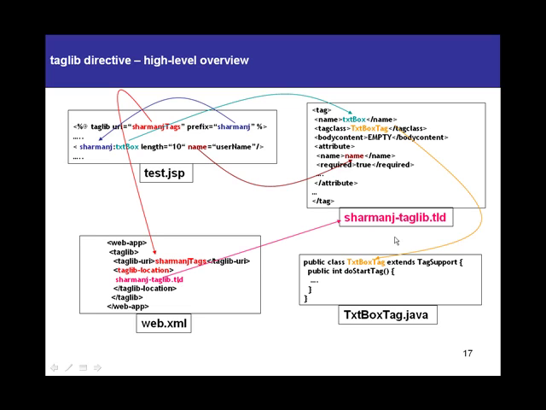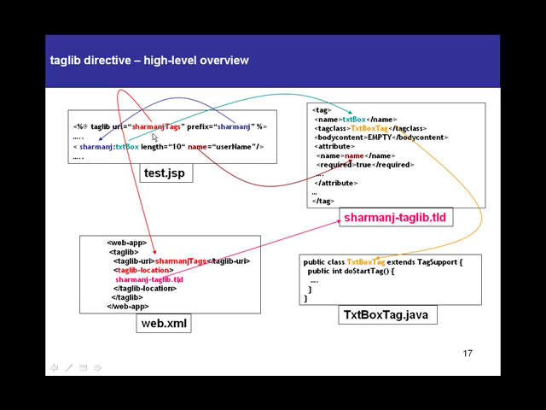Then it goes to Sharman's taglib.tld, which is a configuration file again, right, where we provide different configurations for the tag libraries. Okay, and within the Sharman's tag library I have different tag attributes I can use in this particular taglib, right? So we'll come to this again now. Before that, let's just complete with the test.jsp, right?